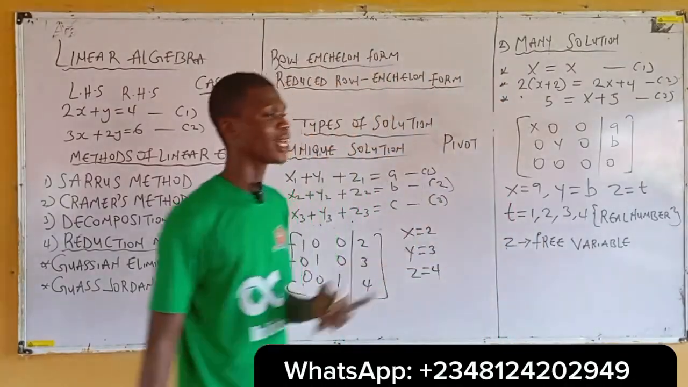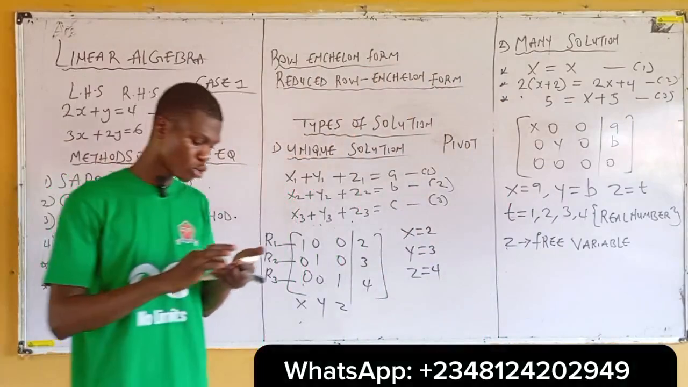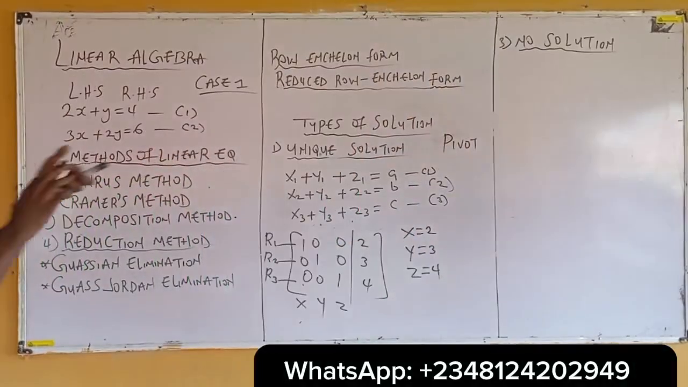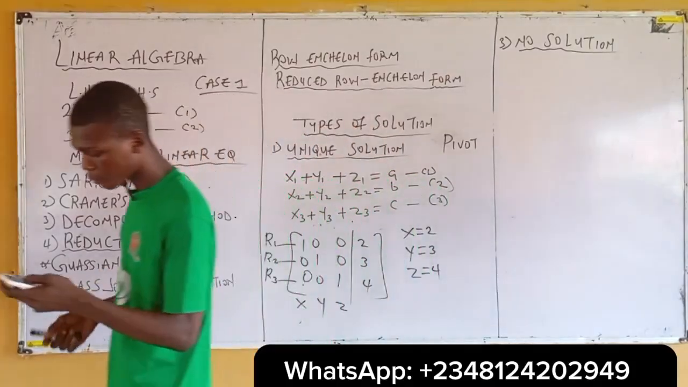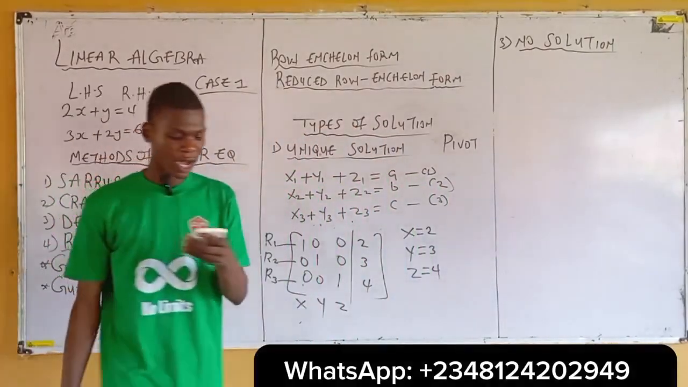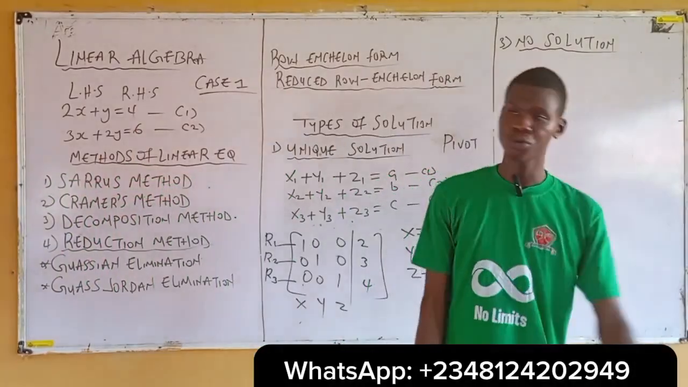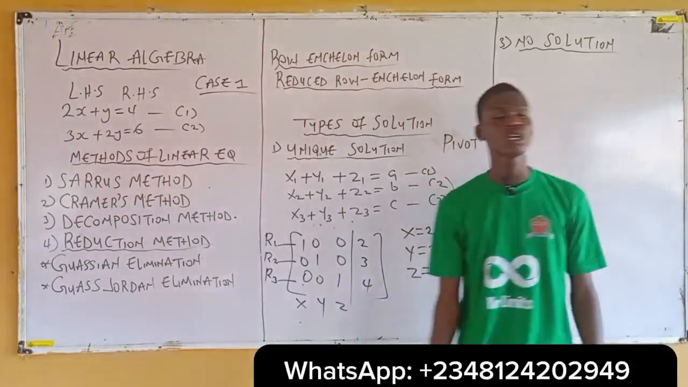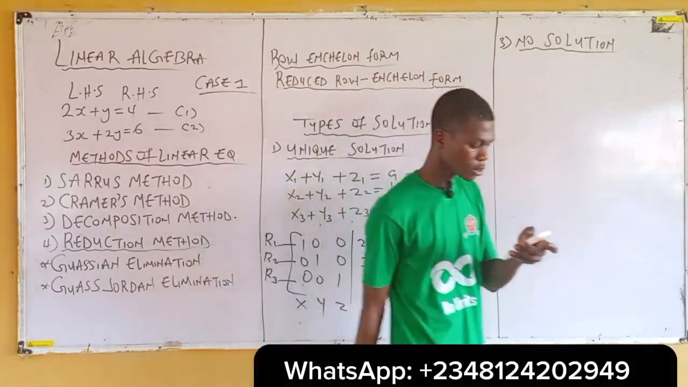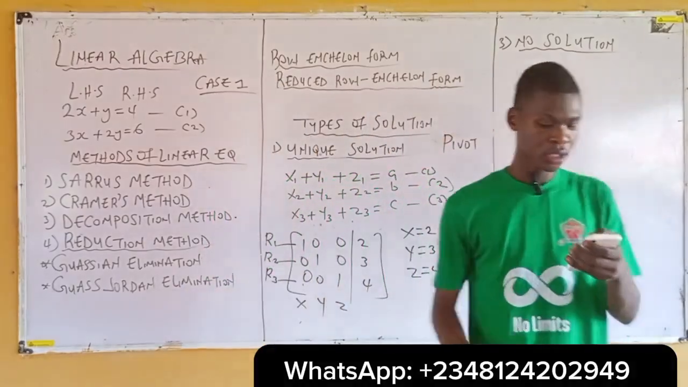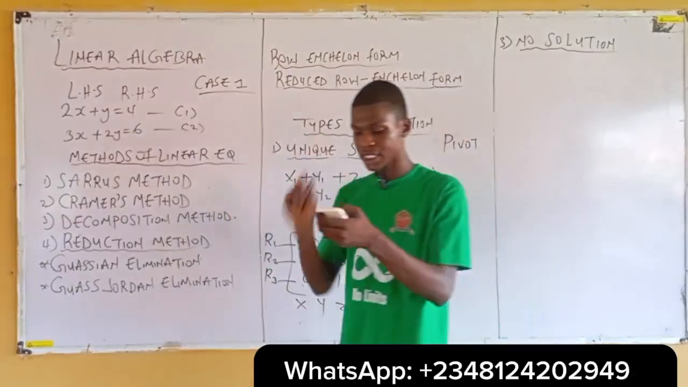Now, moving on to the last one, no solution. By no solution, this is a type of solution where the value of the unknown variable substituted did not satisfy the equation.